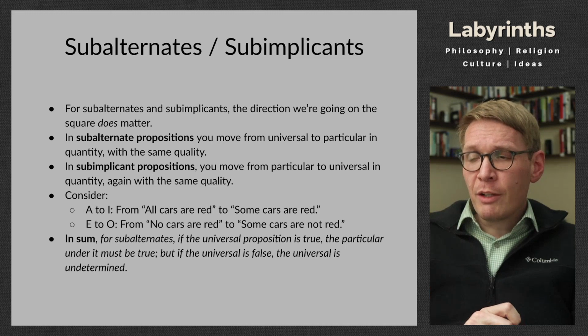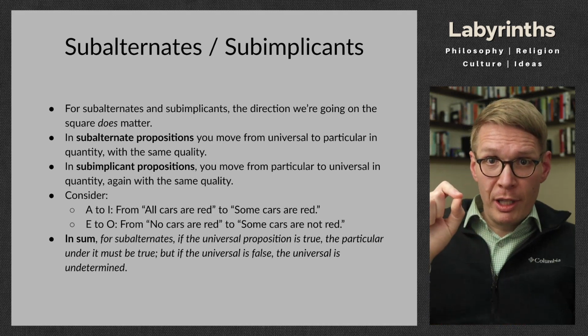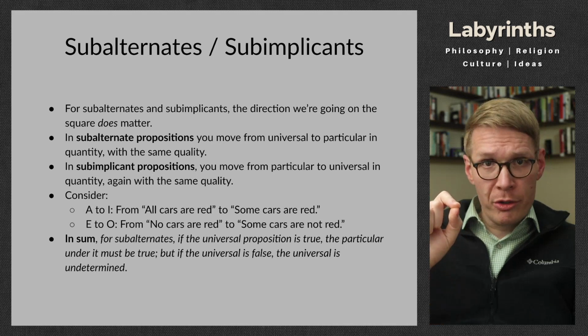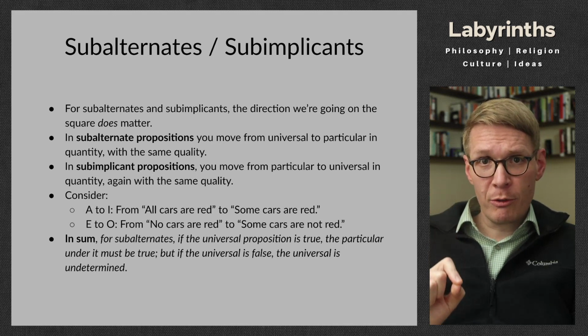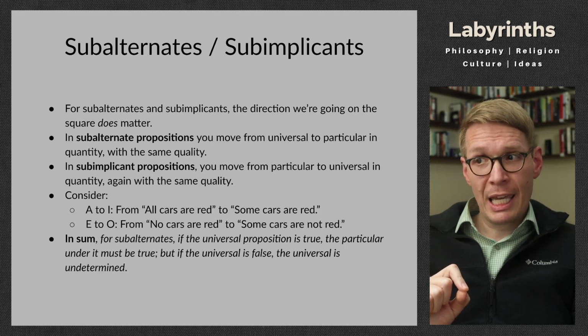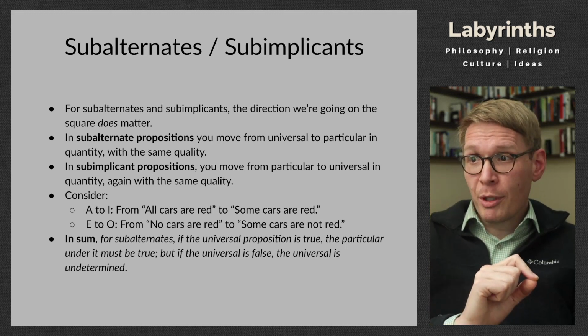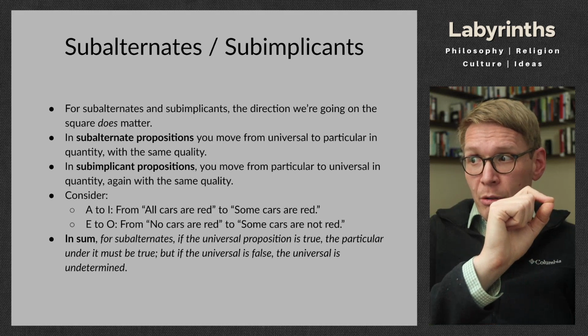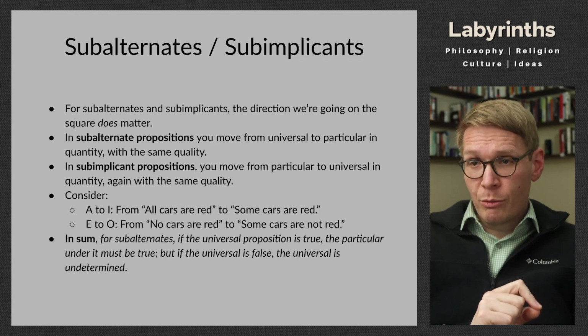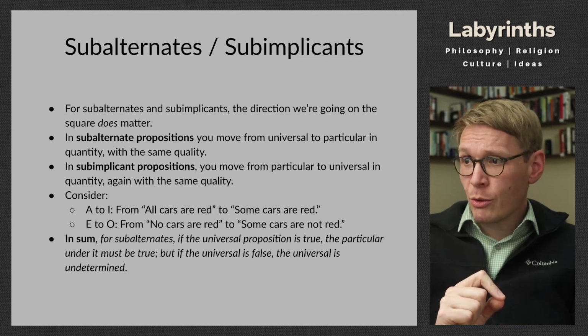So to consider, if you're starting in the upper left of the square, an A, and you're going down to an I. So all cars are red. You're going for the affirmative particular proposition that some cars are red, right? And on the other side, you're going from the E, no cars are red, down to the particular negative, some cars are not red, right? So for subalternates, you're moving down the square in that direction.